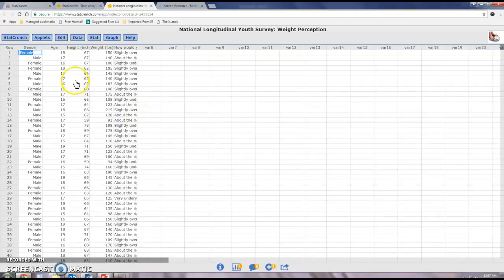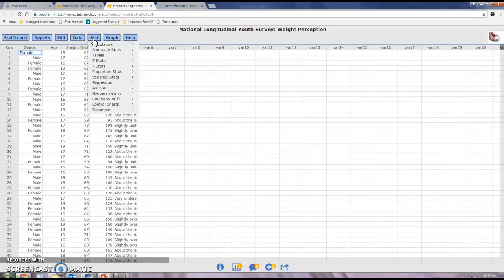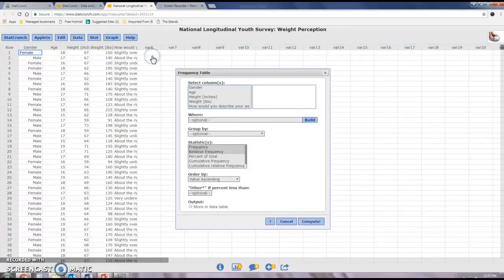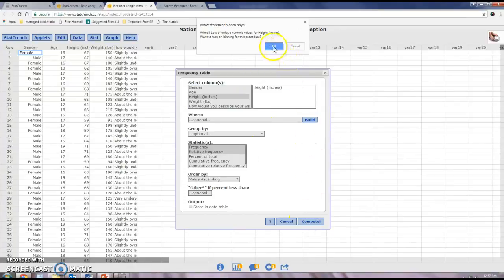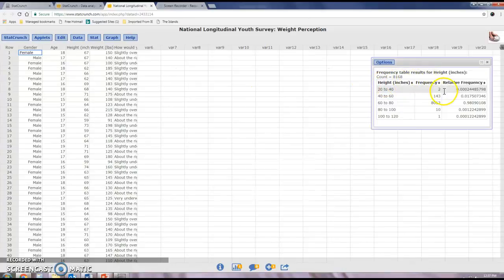So with the histogram, we're going to be taking a look at some quantitative variables. Let's take a look at the quantitative variable height. And let's first of all do a frequency distribution here. Height. We can compute that. So there they went ahead and they did some bins for us, and I appreciate that.